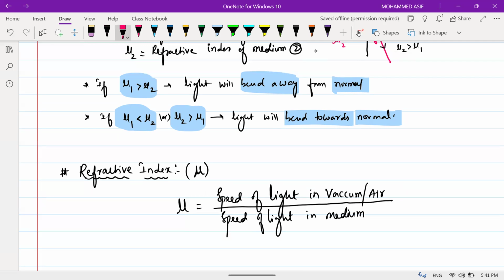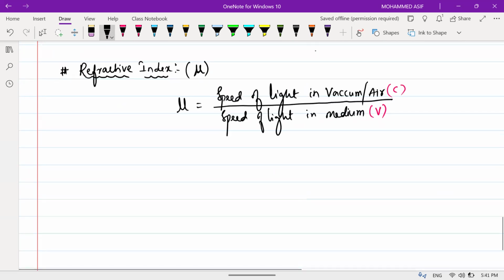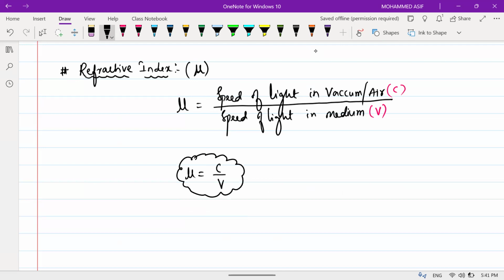Clear, beta? So speed of light in vacuum is represented by C. Speed of light in medium is represented by V. So ultimately, how do you write the formula? Mu is equals to C divided by V. C means speed of light. What is the speed of light, beta? 3 into 10 to the power of 8 meter per second. That means in 1 second it will travel 3 lakh kilometers.